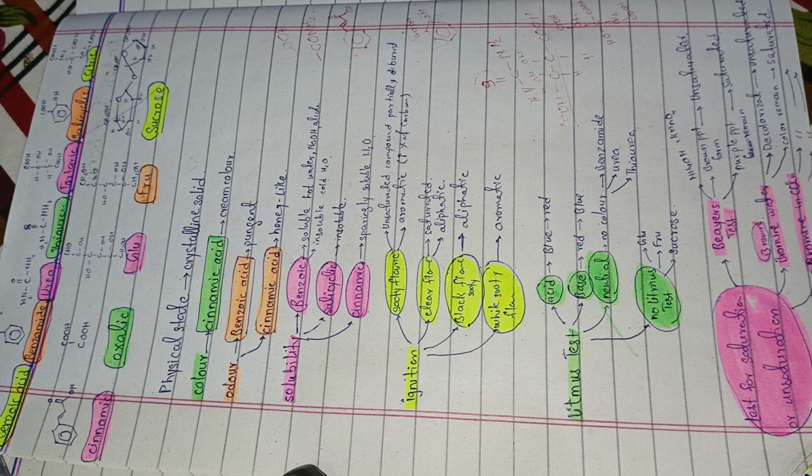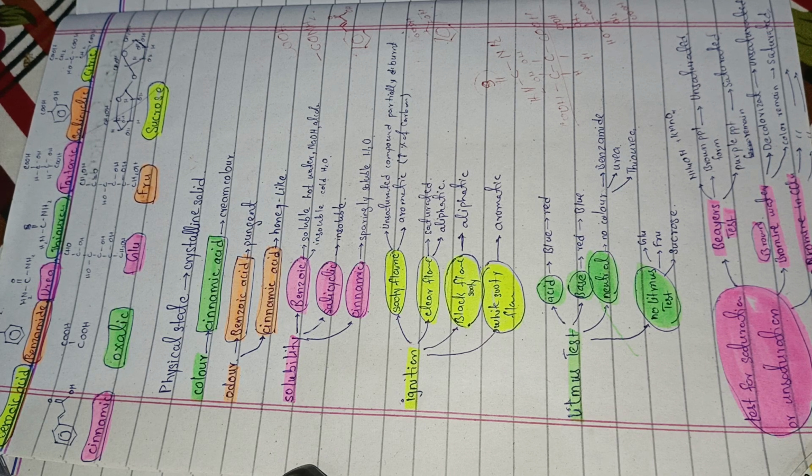Okay. Now we move on to the next test, which is the ignition test. In the ignition test, what you have to do is take your compound, put it on the back tip of your spatula, and then take this spatula toward your Bunsen burner, and you have to burn that compound.